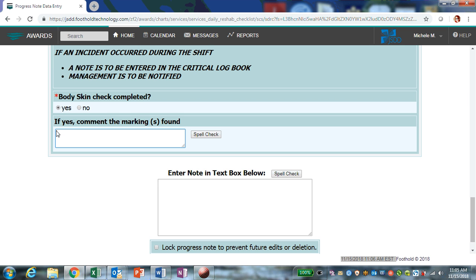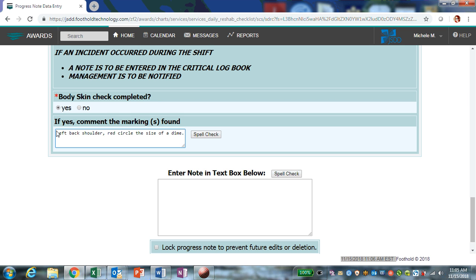Let's say I did find something. Left, back, shoulder, and I might put red shoulder, red circle, size of a dime. Okay, so I already know it's the left back shoulder. It's a red circle. It's about the size of a dime.